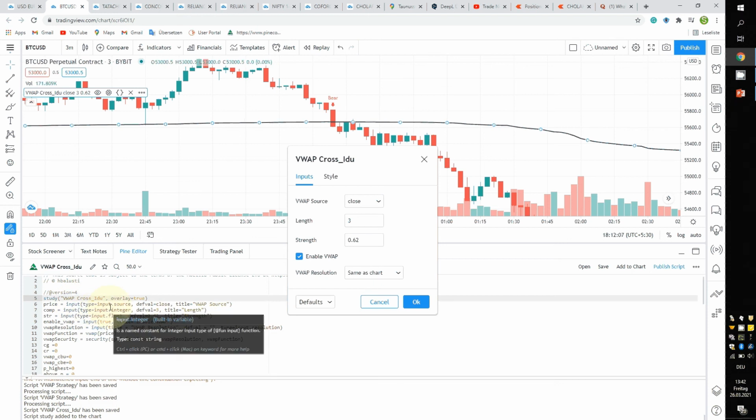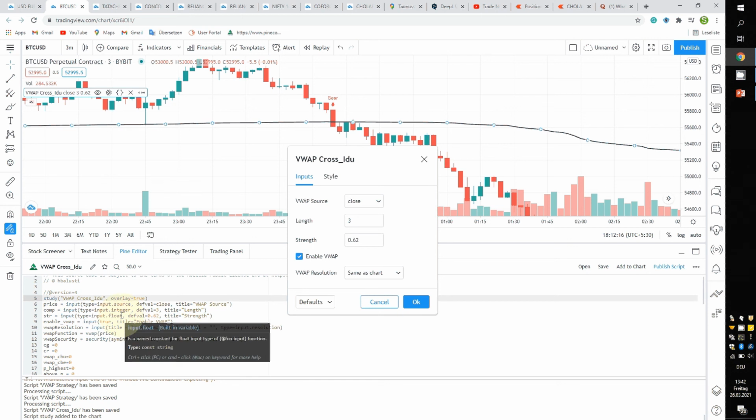Is it a source, or is it an integer, float? So there are different functionalities. For now, it's okay. You just need to know you can provide a different kind of input to your script. And then you need to give the title to your inputs. For example, for the price, you can see VWAP source, and then it will reflect here VWAP source.